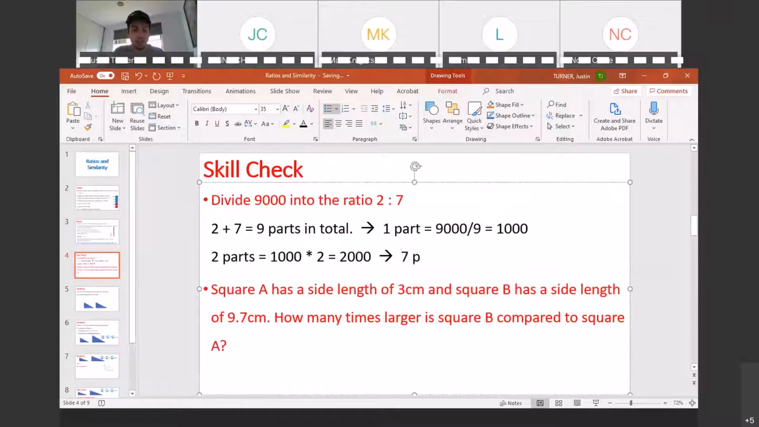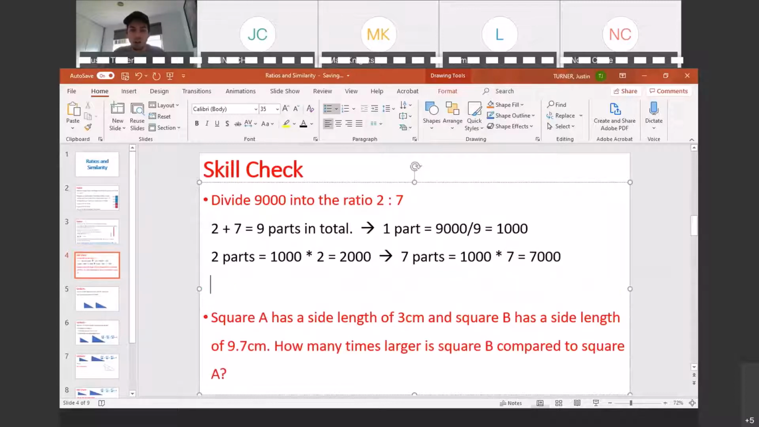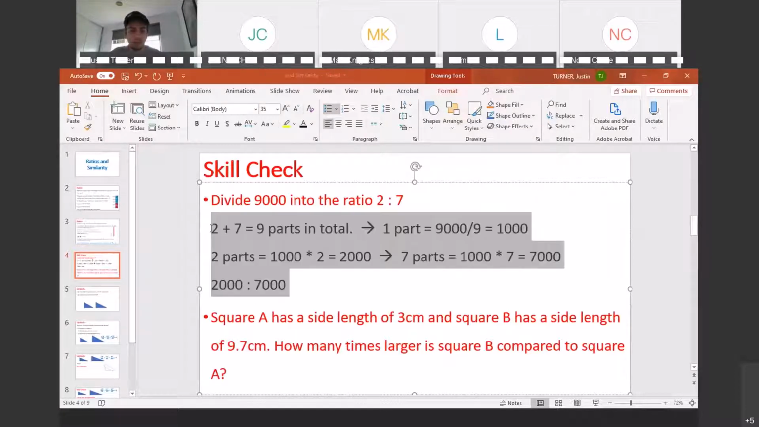And 7 parts will be equal to 1,000 times 7, and we get 7,000. So dividing 9,000 into the ratio 2 to 7, we can write it as 2,000 to 7,000. That's our first one.